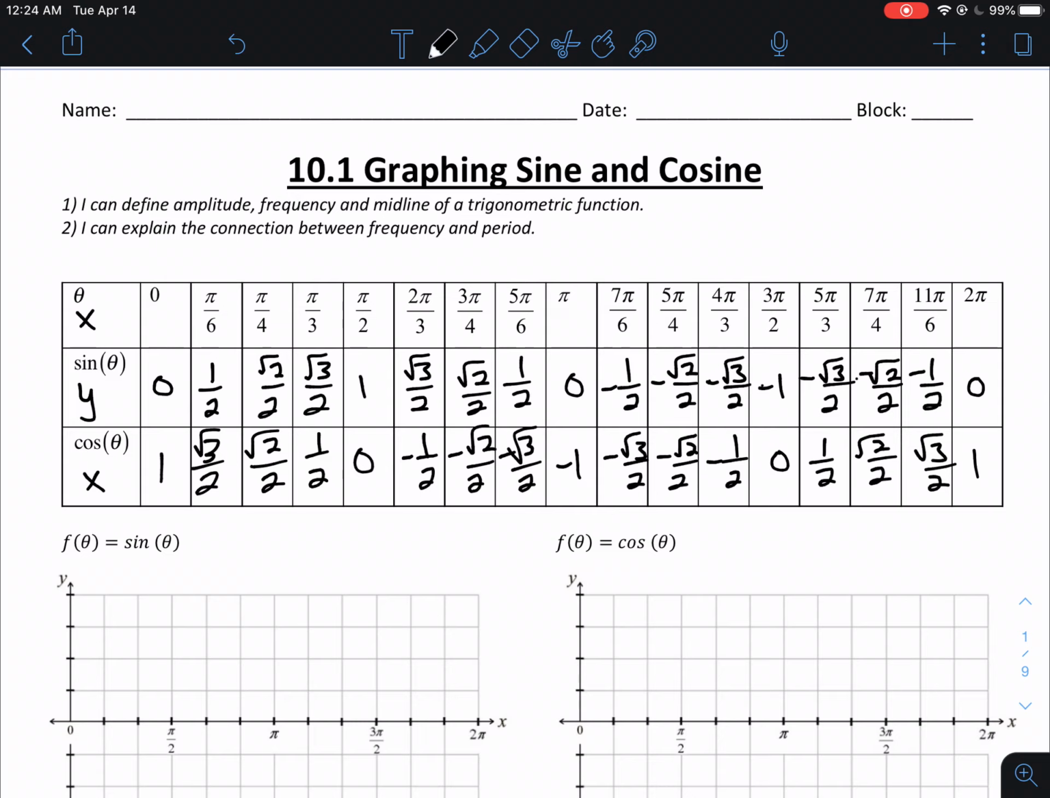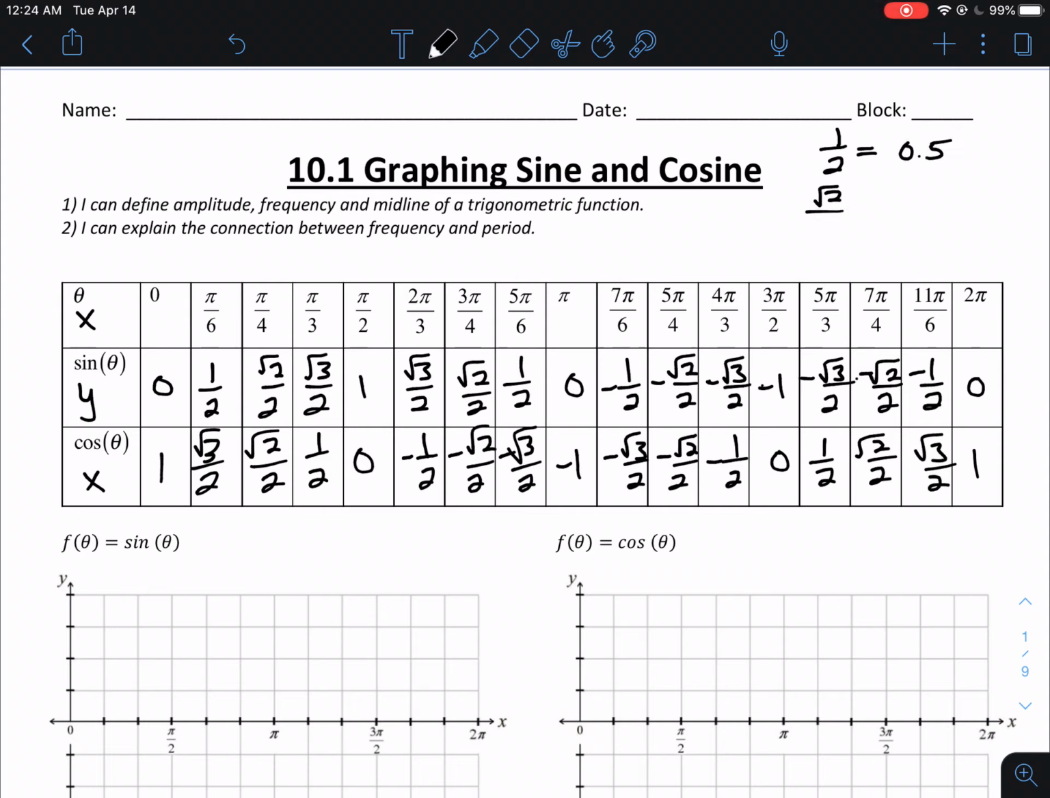Okay, cool. I think we've got those filled in. Now we're going to go ahead and graph all of these values. In order to graph them, it's going to be more useful to know the decimal approximations for all of these. 1/2 is pretty easy. Hopefully you can remember 1/2 is 0.5.